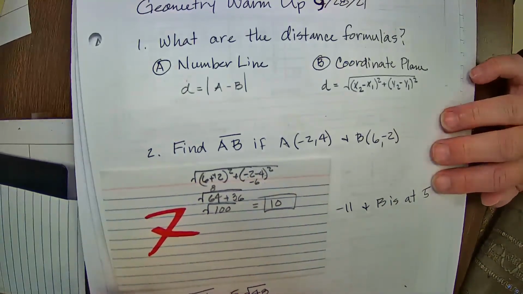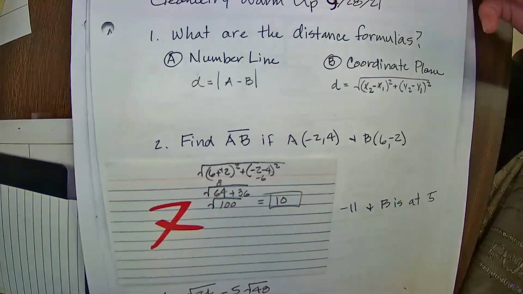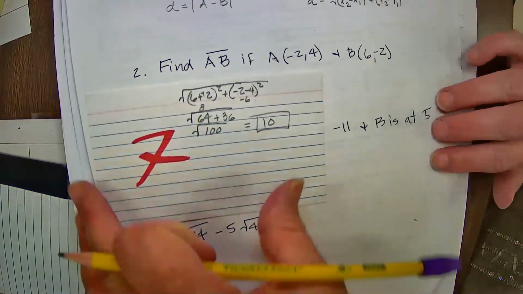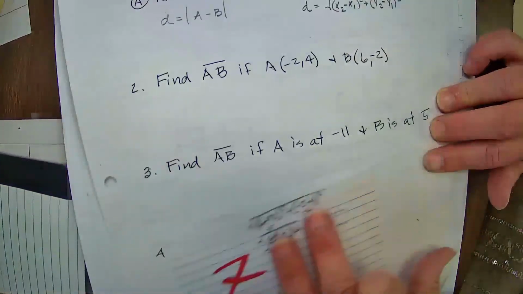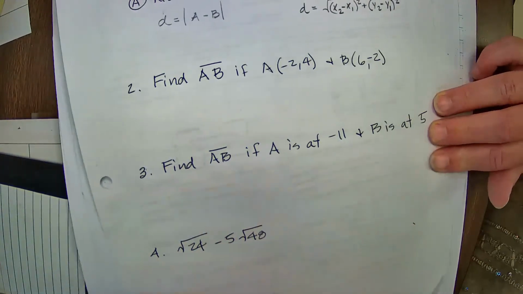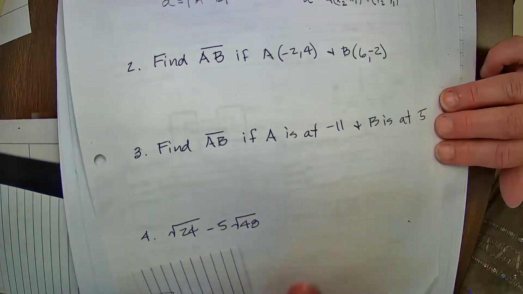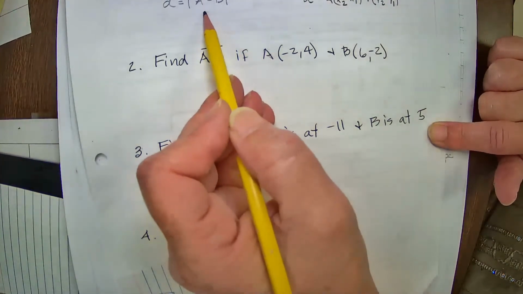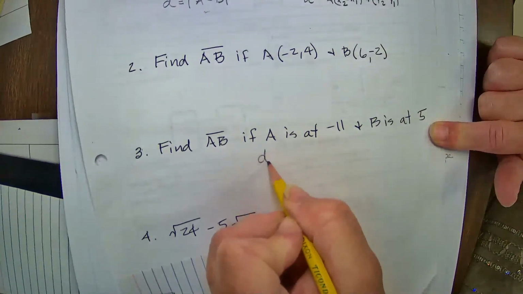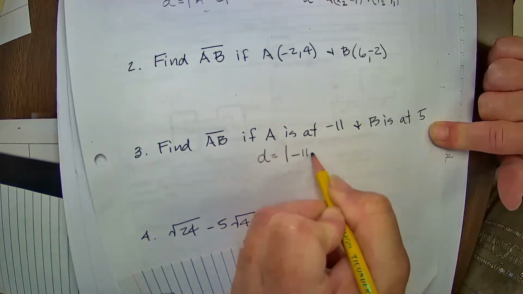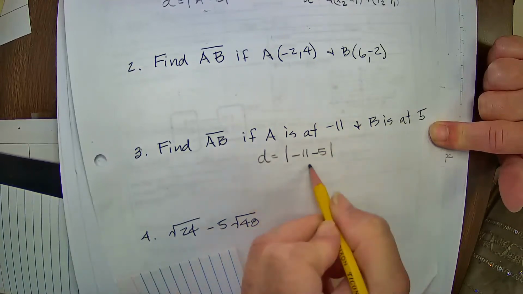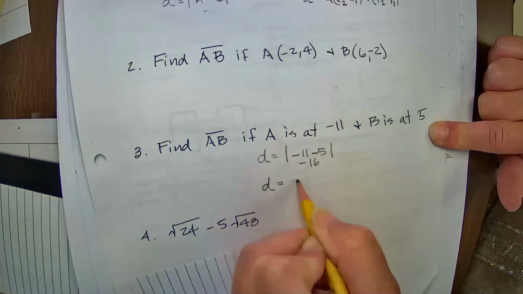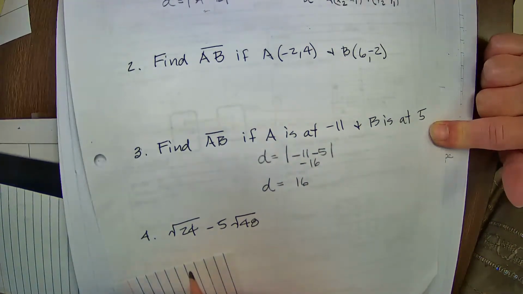Everybody good with that? Does anybody have any questions? Now, this next one says find AB if A is at negative 11 and B is at 5. So we use this one. The distance is the absolute value of negative 11 minus 5. So that's negative 16, which comes out as positive 16.